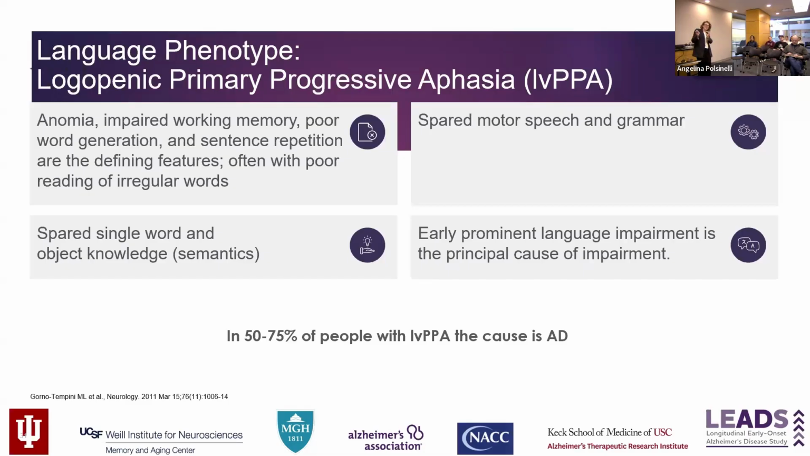So about 50 to 75% of people with logopenic variant PPA are found to have AD as the cause of that syndrome. But again, it's not a one-to-one pathology to syndrome. So you can see here, anywhere between 25 and 50% are going to have a different pathology that looks like this syndrome.